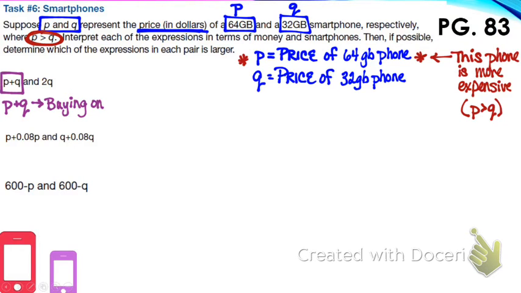Buying one of each type of phone. Well, specifically it's the price. Sorry, let me clarify that a little bit. This is the price for buying one of each type of phone.